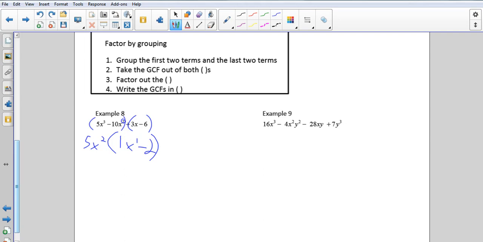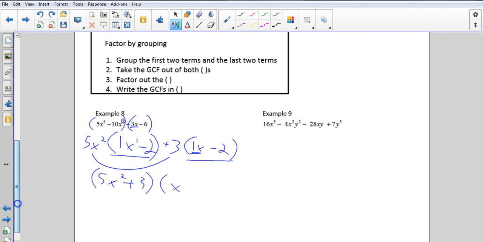What am I going to take out of 3 and 6? A 3. I have to figure out what I want. Remember, we can cheat and go ahead and write this ahead of time: x minus 2. Now we just got to figure out if we want a positive or negative 3 taken out. Well, if I want to do 3 and end up with 1, both positive, I need to divide by a positive 3. Now all I do, since this and this are the same, I hook up these two: 5x squared plus 3 times x minus 2, or 1x minus 2, whatever makes you happy.